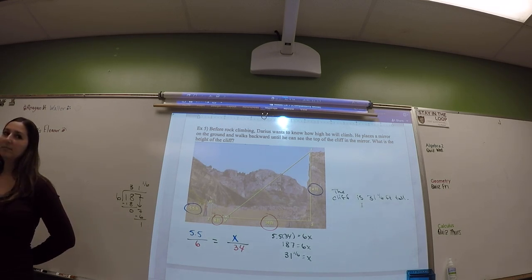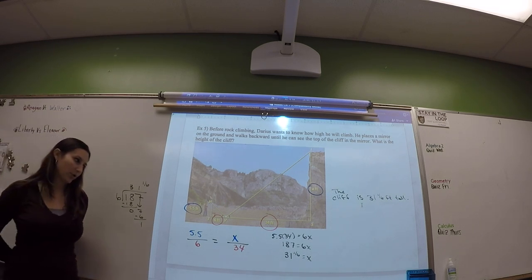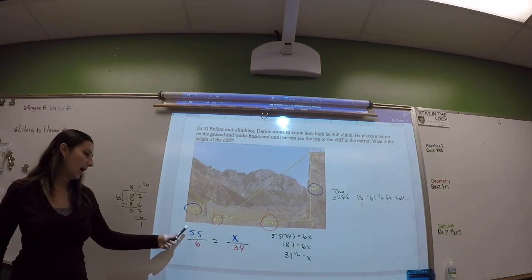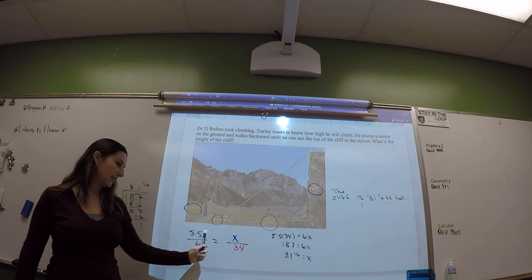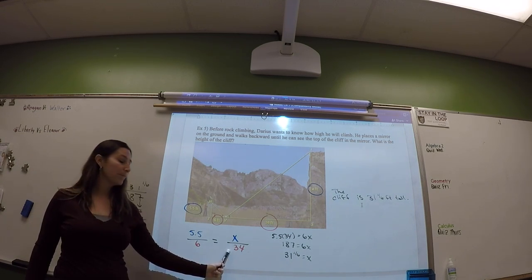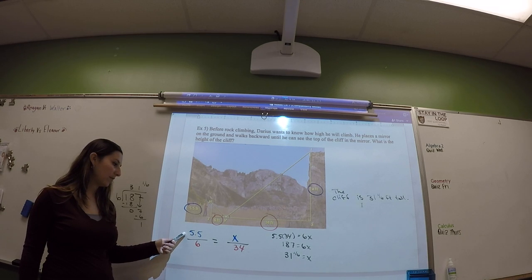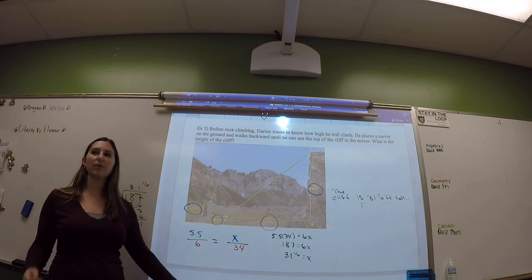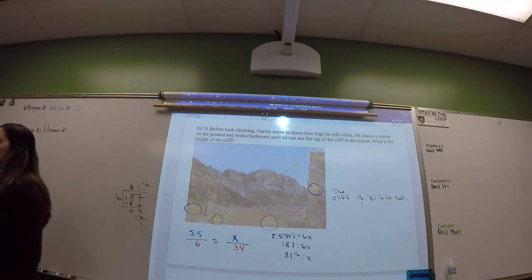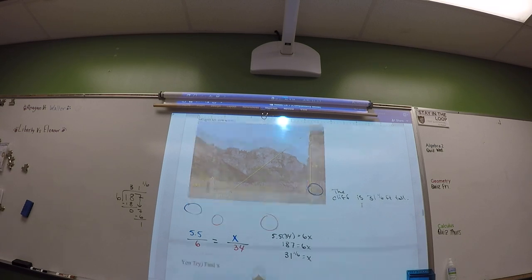Alright. See how that works? Now, keep in mind there's other proportions you could do. You could do 5.5 over x equals 6 over 34. You could switch these two. There's like a number of proportions that you can do. So whichever one makes sense to you that isn't wrong is fine.